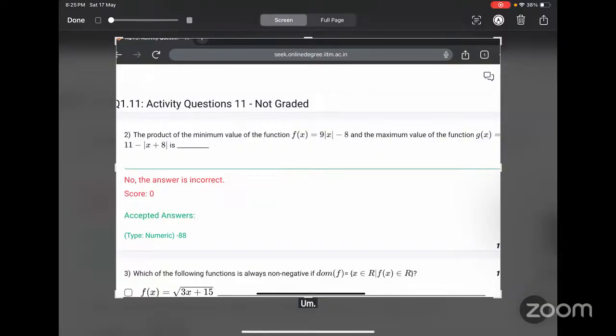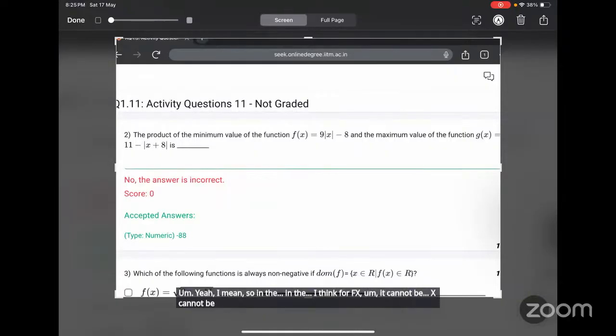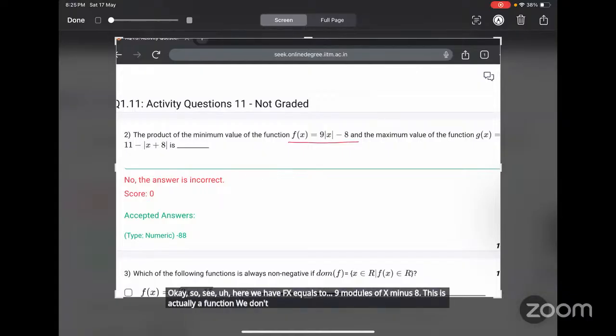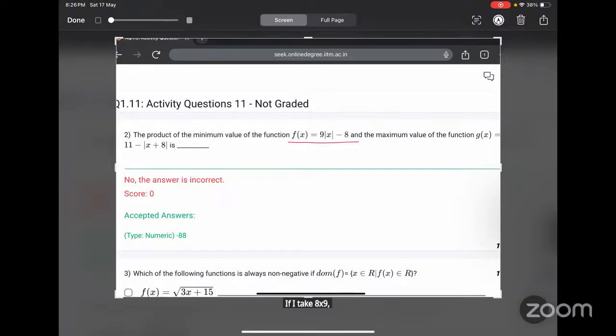I think for f(x), x cannot be 8 by 9, right? Okay, so see, here we have f(x) equals 9 modulus of (x minus 8). This is actually a function. We don't have anything in the denominator, right? We basically need not be worried about the domain, because if I take any real number, it will be defined. If I take 8 by 9, then the value will be 0, right? So 0 is a finite number.